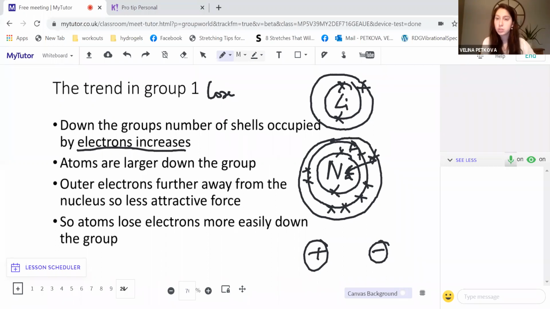Would the force be called electrostatic force? Yeah, or electrostatic attraction. So it is an electrostatic force. Brilliant. So outer electrons further away from the nucleus are less attracted, and the atoms lose electrons more easily down the group. Okay, so that's how you explain the reactivity in your group 1.